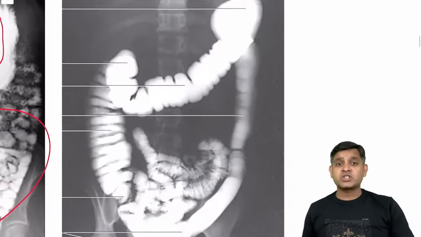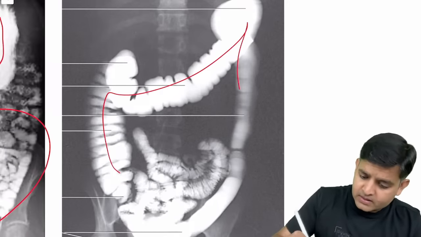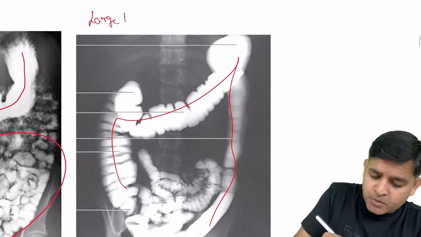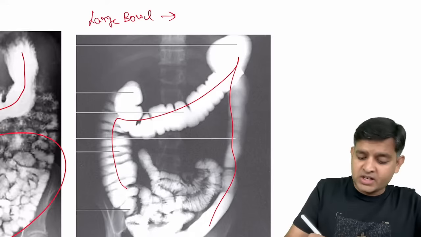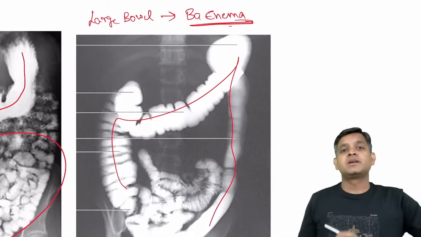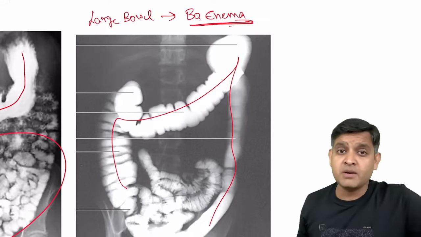And what do we see here? This all is large bowel. And when I am seeing the dye in the large bowel, what is the name of the investigation? The name of the investigation is barium enema. Okay. So very, very important.